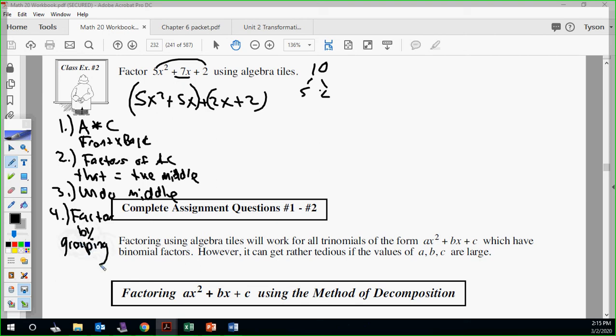Okay? So 5x squared and 5x, they both have 5x in common. That gives you x plus 1. 2x plus 2, they have a 2 in common. That gives you x plus 1.